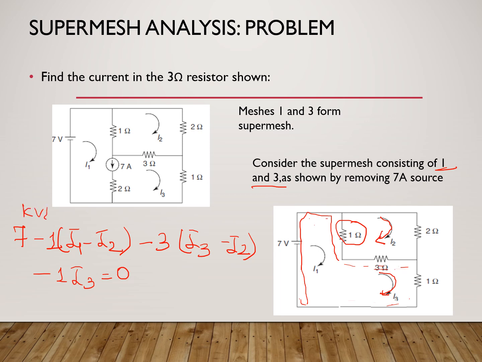So this is our super mesh, the KVL for the super mesh. Now, what is the KCL equation for the super mesh? That is considering the 7 ampere source. The 7 ampere current is common to meshes 1 and 3, and I1 is flowing downwards, I3 is flowing upwards, which means the 7 ampere is flowing following the direction of I1. So I'll write it as 7 equal to I1 minus I3. So I1 is flowing down, I3 is flowing up, and these are our two equations.